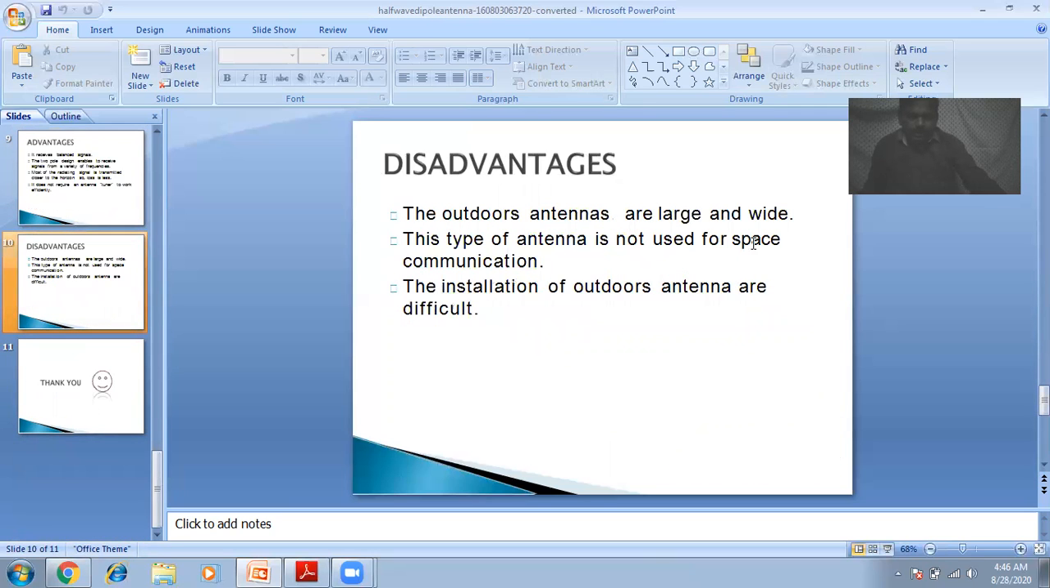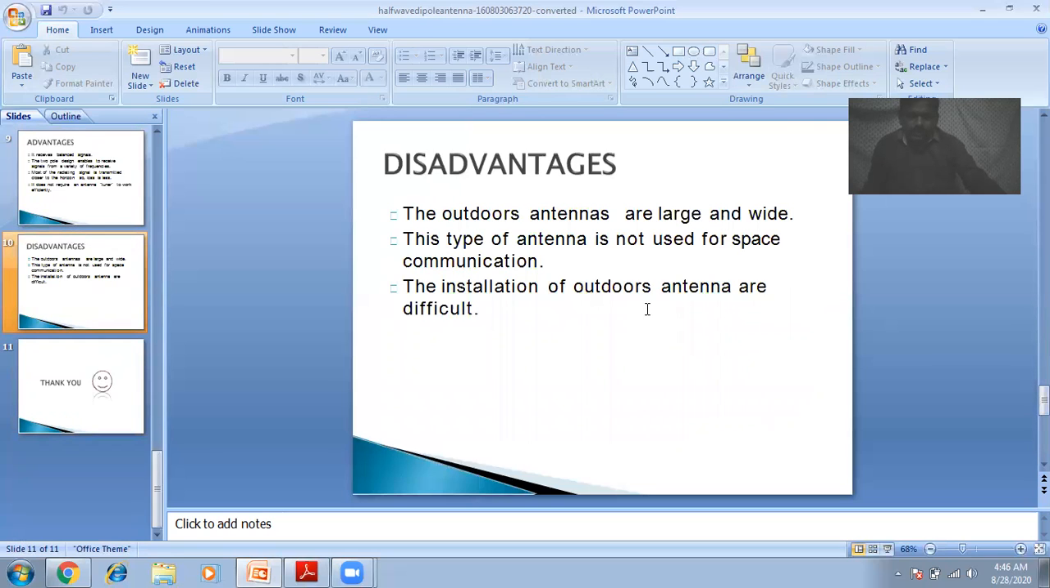So let us see the disadvantage. That is one main point. The main disadvantage is that it requires a balun in order to connect a coaxial cable to this half wave dipole antenna. The other disadvantages are that outdoor antennas are large and wide. This type of antenna is not used for space communications, and the installation of outdoor antennas is difficult.